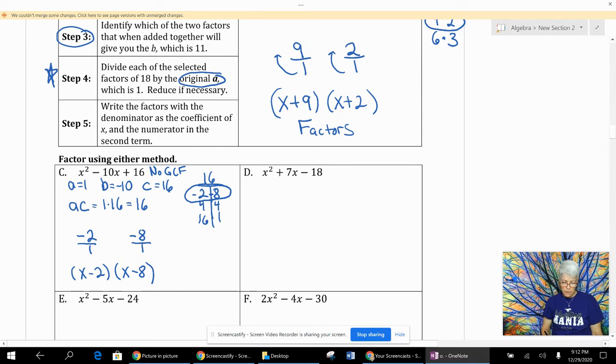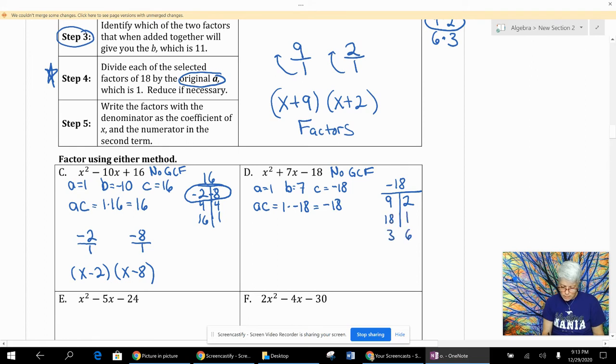Let's keep going. Next one. There is no GCF. Always want to check for that first. A is 1, B is 7, C is negative 18. A times C is 1 times negative 18, which is negative 18. So again, I'm going to figure out the factors. Obviously there's going to be negatives in here, but I'm not going to write them down just yet. 18 and 1, 3 and 6.